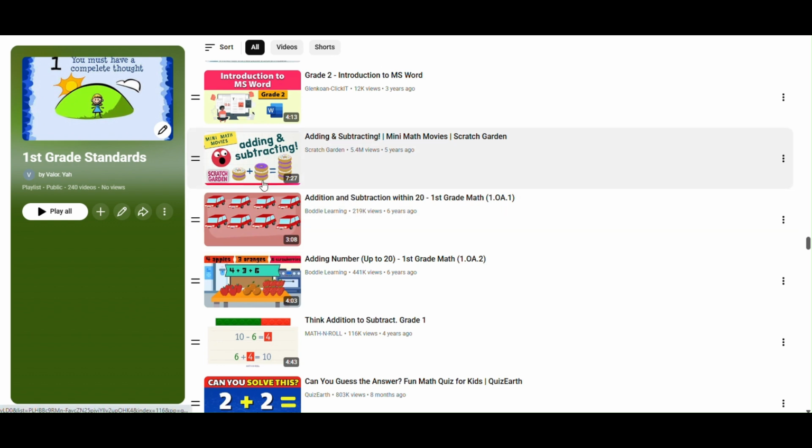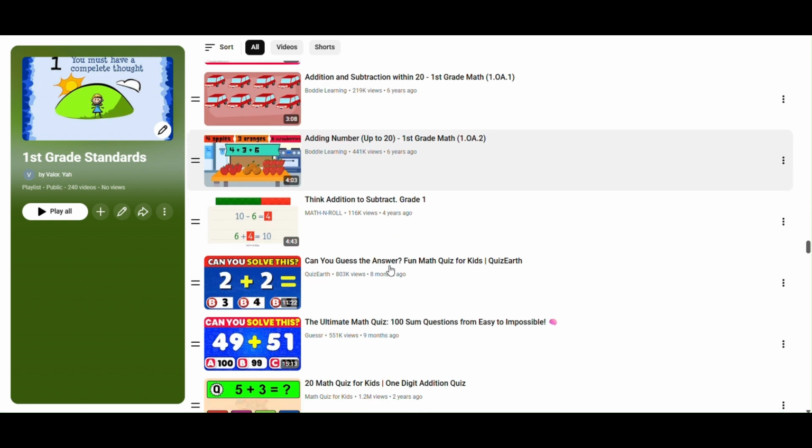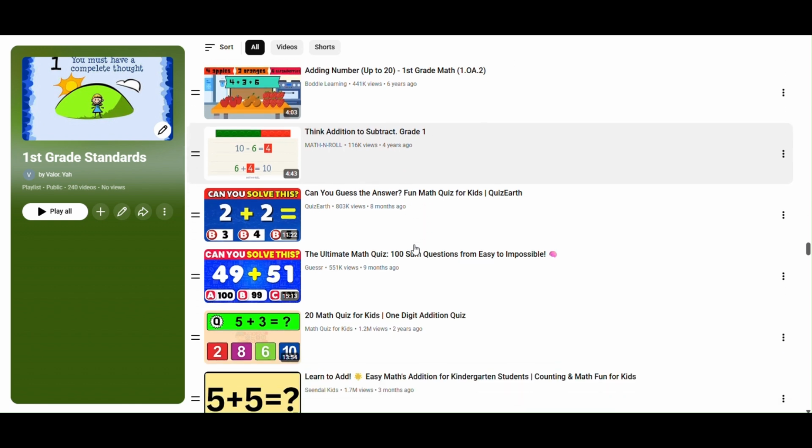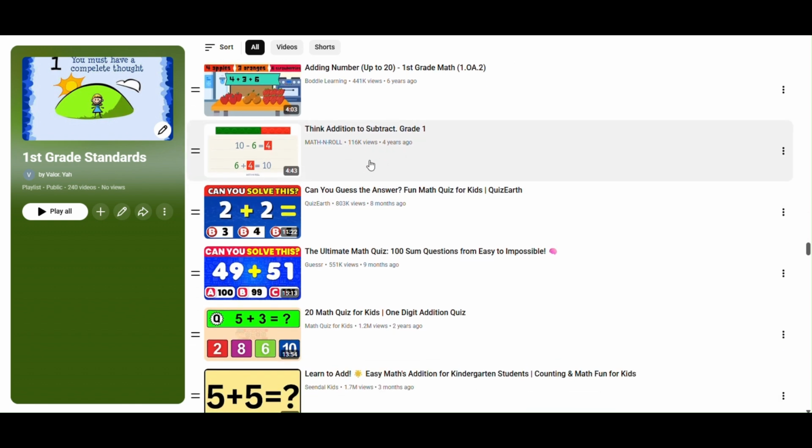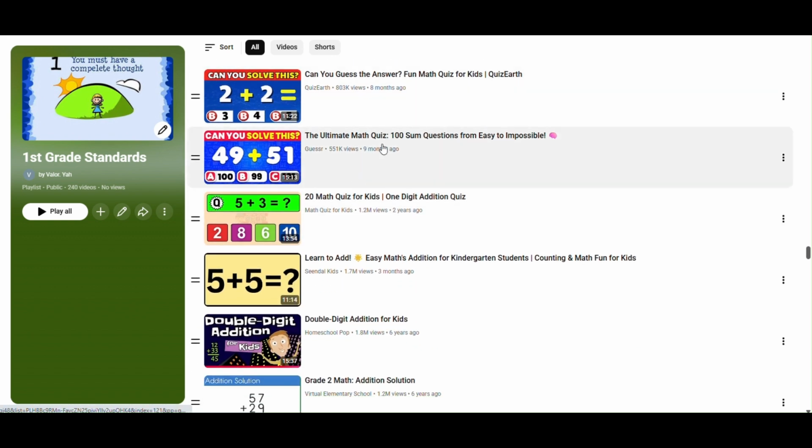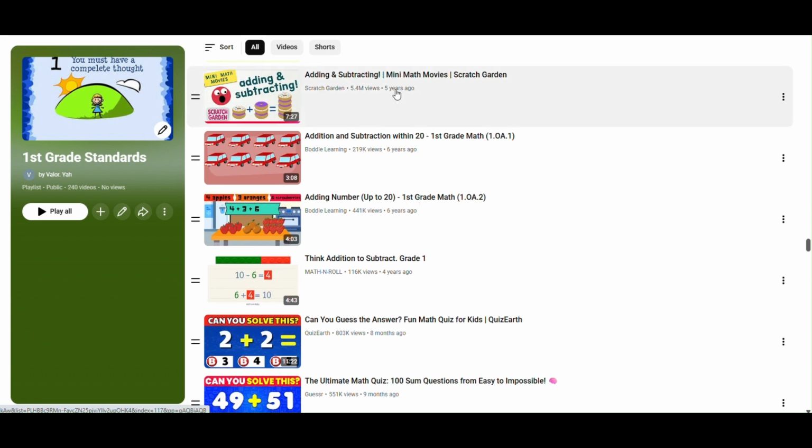That being said, this is adding and subtracting. Again, adding and subtracting, showing the relationship between the two. Then again, here's how to add. Here's how you think about subtraction. Again, showing the relationship between the two. And then here are quizzes. Now, I know it doesn't seem like, wow, it's only 4 videos about adding and subtracting.